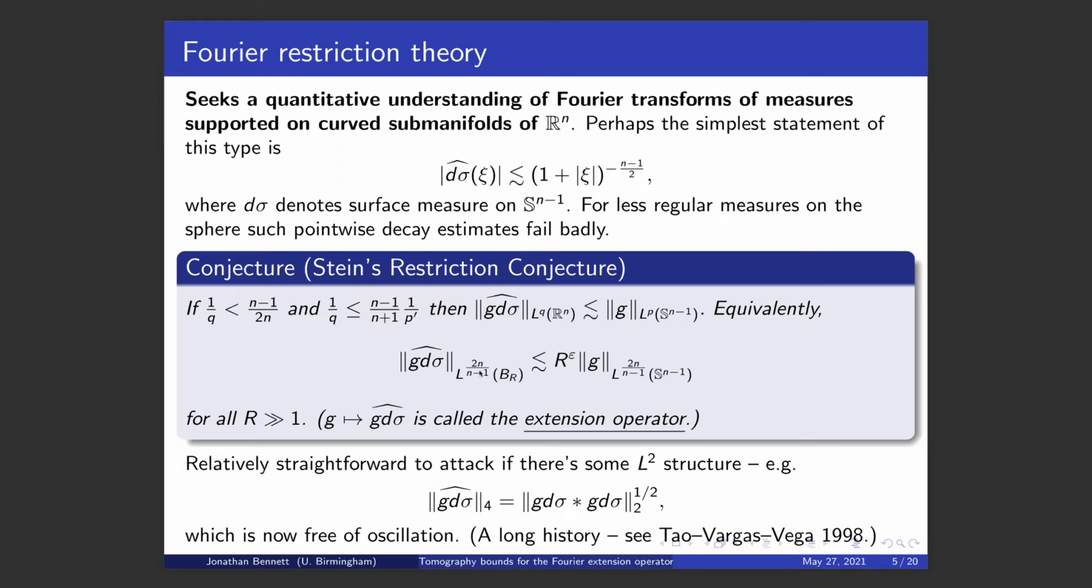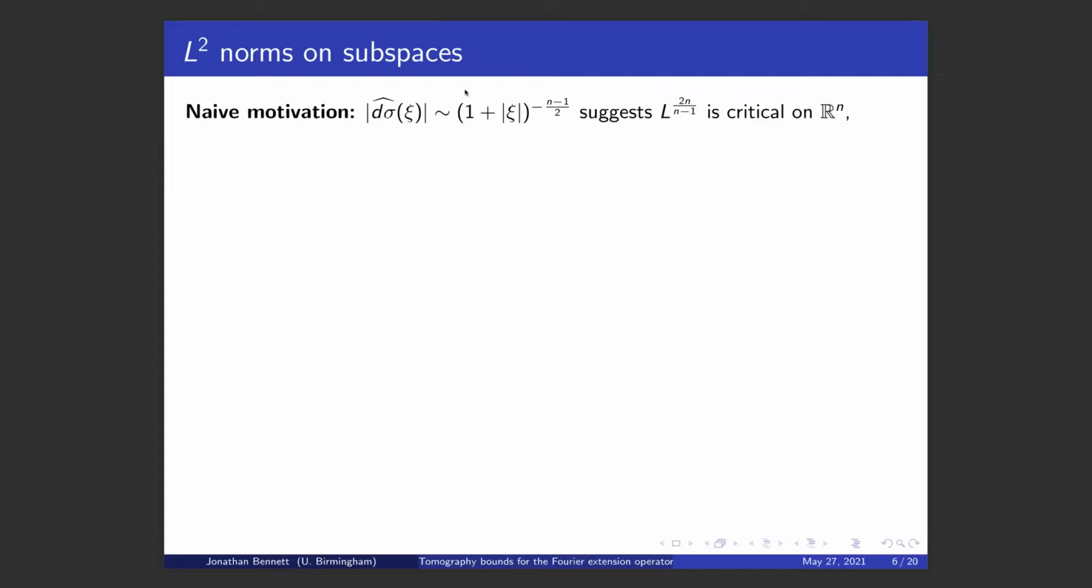So maybe we could try and reformulate or somehow capture some of the content of Stein's restriction conjecture, but keeping the L^2 structure. So here goes. Well, as I say, this decay rate of dσ-hat suggests that this particular Lebesgue space is critical when we integrate on the whole of R^n. But if we integrate just on a hyperplane, then L^2 becomes critical, doesn't it, right? If I raise this to the power 2, it becomes critically non-integrable on subspaces of dimension n-1, that's to say hyperplanes.